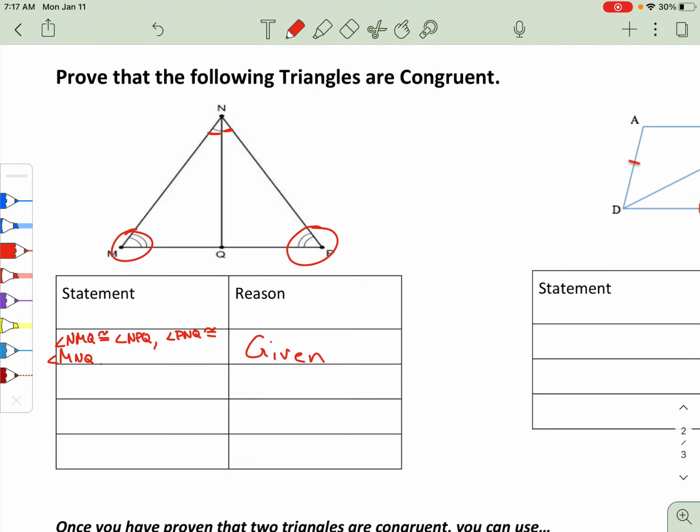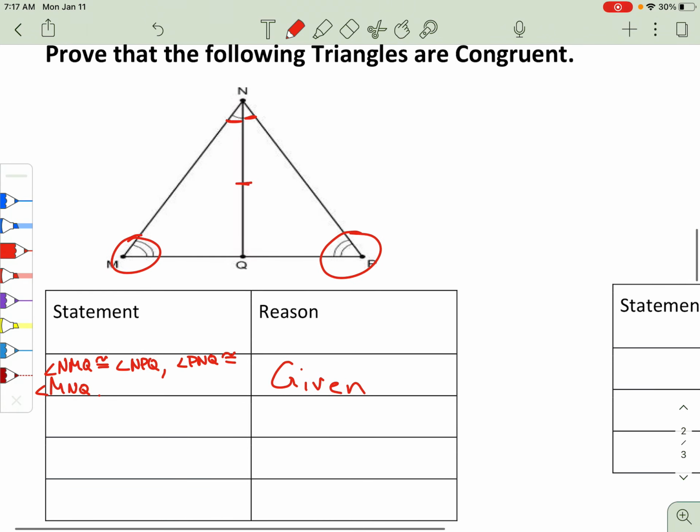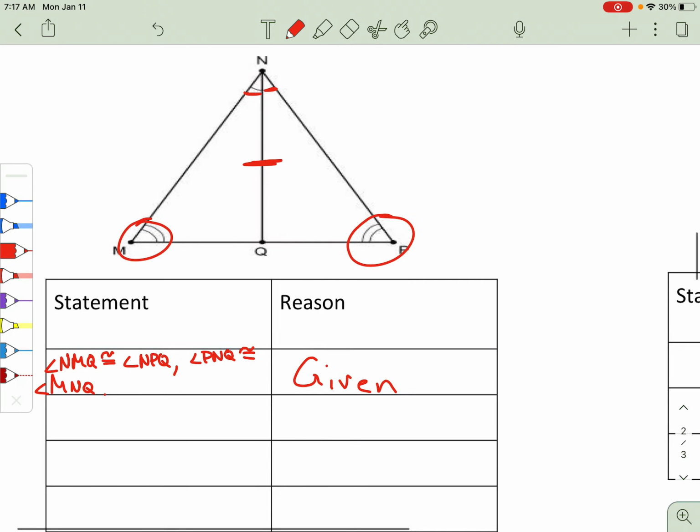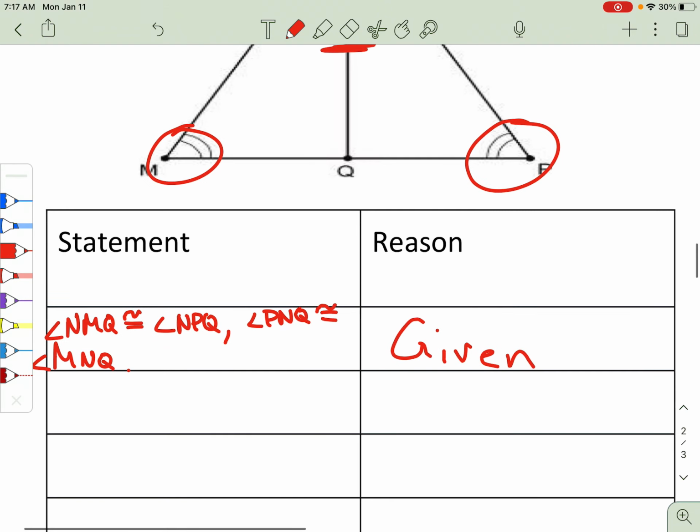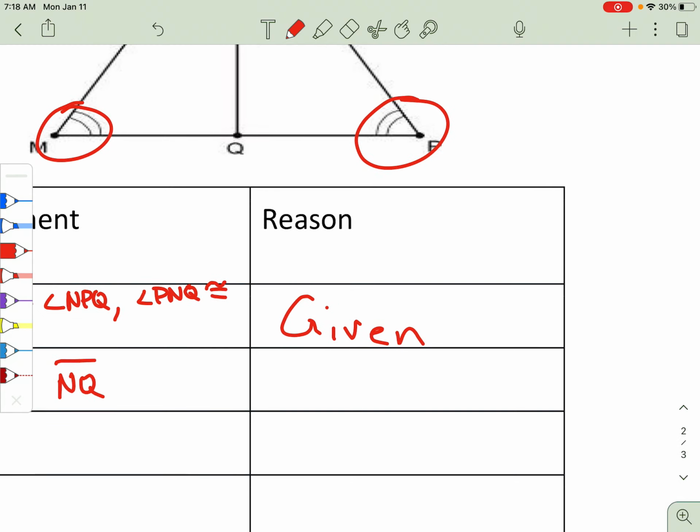Then, okay, we can say that this line is congruent to itself no matter what because it's the same line. So for either triangle, it should be the same size. So line NQ is congruent to line NQ, which means that this is reflexive property.